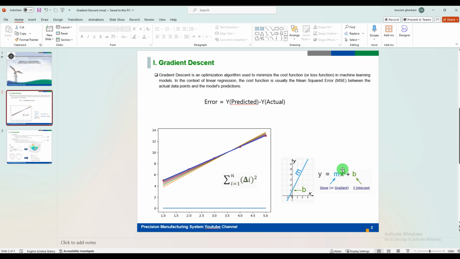It shows the convergence process of the algorithm, showing how the predict line, this is the predict line, gradually aligns. This is the first one and this is the last one, or it's better to say this is the best one, aligned with the actual data points. This process is crucial for understanding how machine learning models are trained to fit our data.